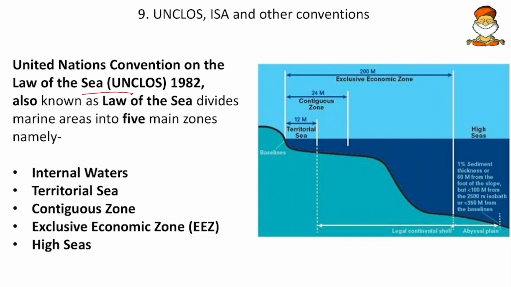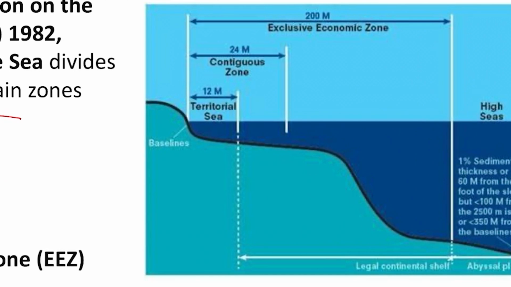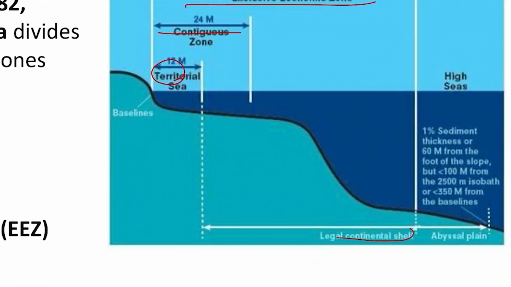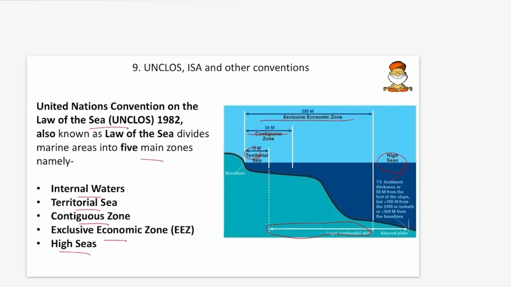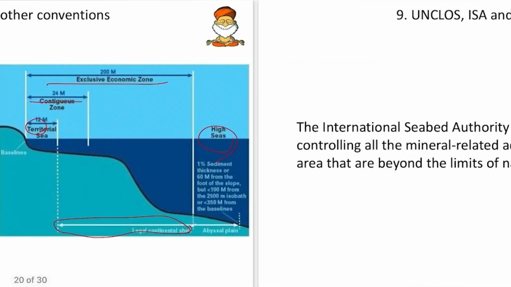So this, also known as the Law of the Sea, divides the marine areas into 5 zones, namely the internal waters, then territorial sea, then contiguous zone, and exclusive economic zone, and the high seas. So here we have the territorial sea, that is 12 nautical miles, and then we have the contiguous zone and the exclusive economic zone, and we also have the legal continental shelf here, and then the high seas, that is the deep oceans. So remember the convention and the classifications.